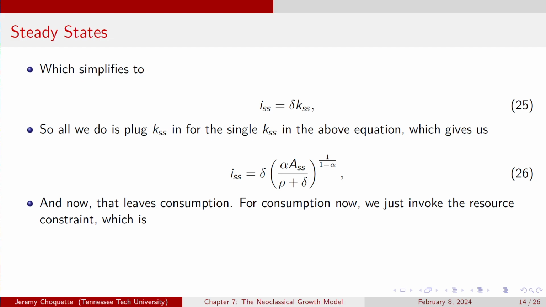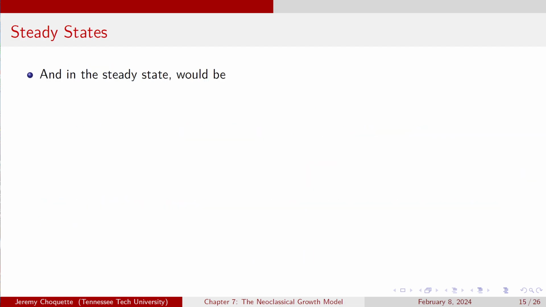Now, consumption is going to be a little long and messy. But that's really just because I'm lazy and I don't want to simplify stuff. And you're not going to have to simplify stuff either. I'm going to take the resource constraint in the steady state. It's just this.